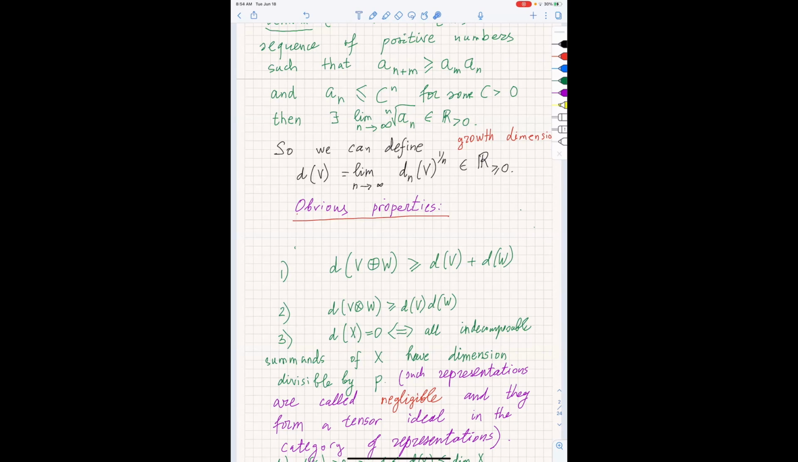Also, there is one stupid case when the dimension d(X) is 0, and this is when all indecomposable summands have dimension divisible by p.